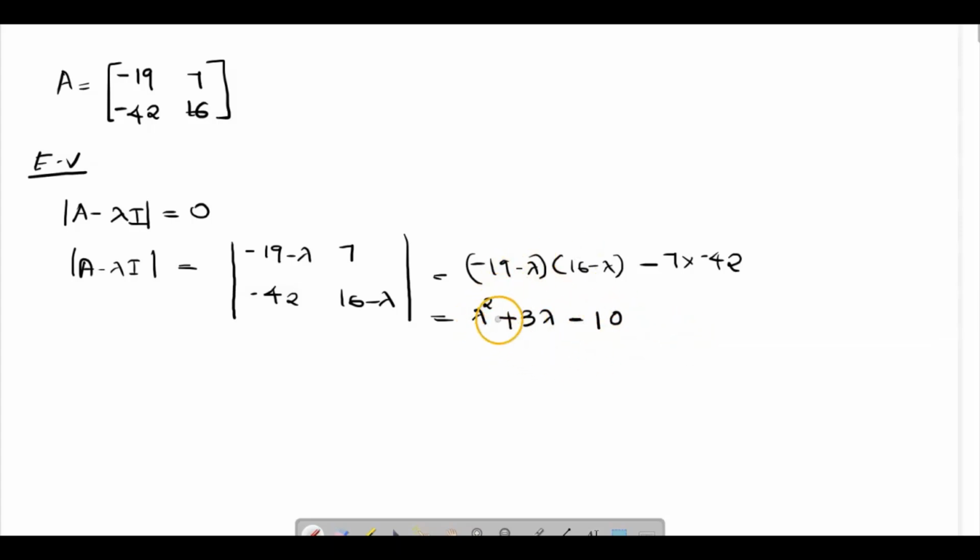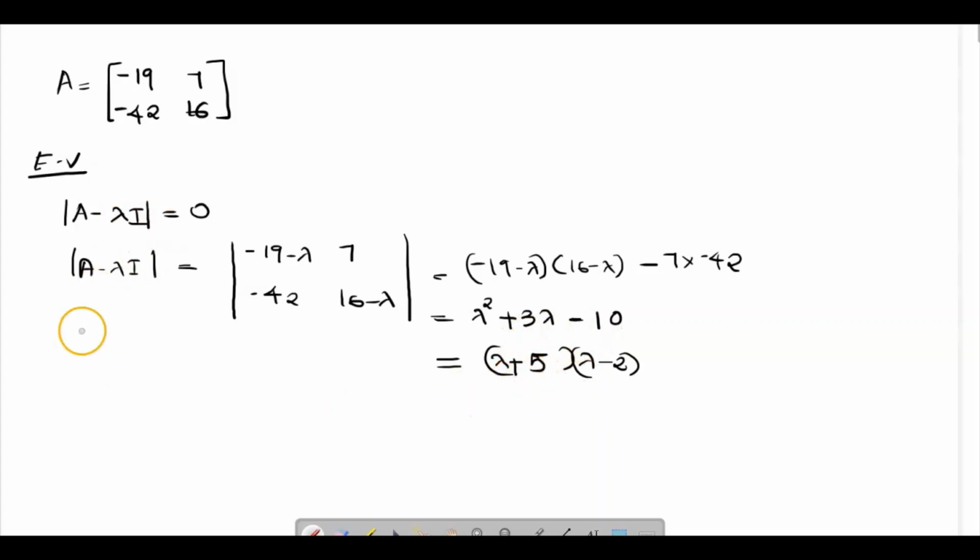So after calculating, we get the characteristic equation lambda square plus 3 lambda minus 10. This is the characteristic equation of this matrix. Let's find the characteristic roots, or roots of this equation, that is, the eigenvalues. We can write this equation as lambda plus 5 into lambda minus 2, that is lambda square plus 3 lambda minus 10.